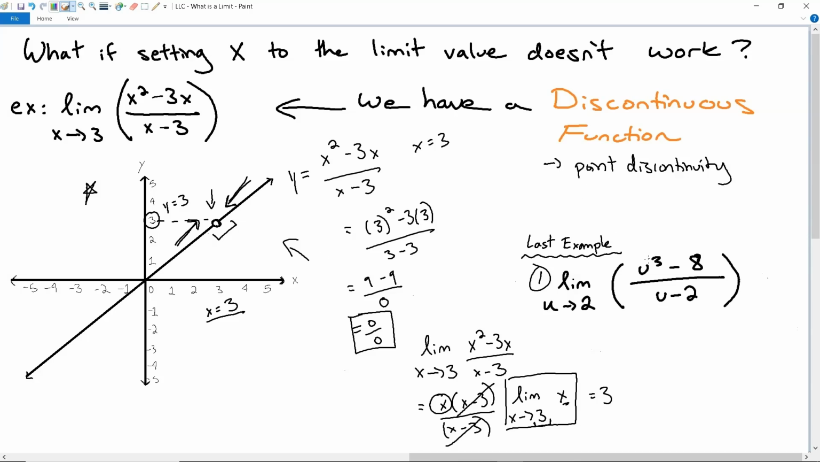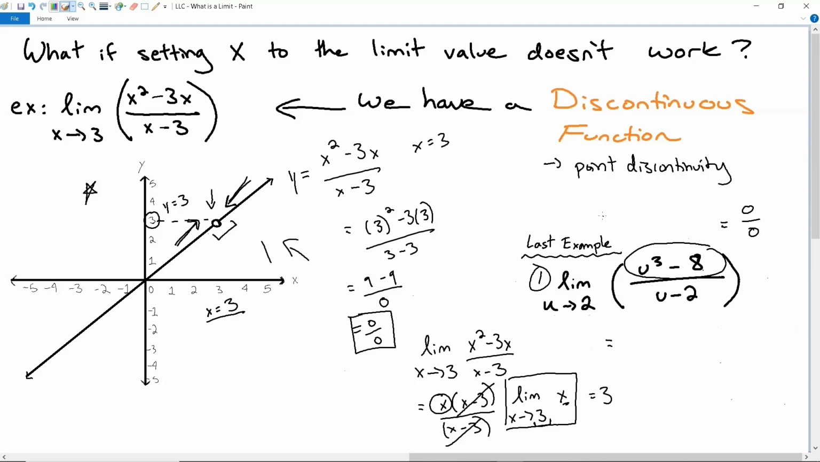Last example I want to do, we have a u as our variable instead of an x, but that's fine. That's just a notation thing. And if I plug in a value of 2 for u, I'm also going to get the scenario where I have 0 over 0. So I need to think of a way to manipulate this and simplify things. What I can notice here is I have actually a difference of cubes up here. I have u to the power of 3 minus 8. And I'm actually not sure if in grade 11 you go over how to expand a difference of cubes. So I'll quickly go over that now.